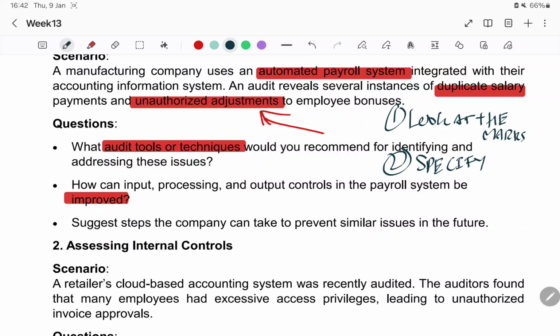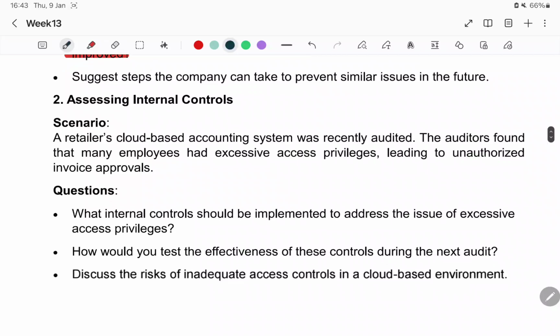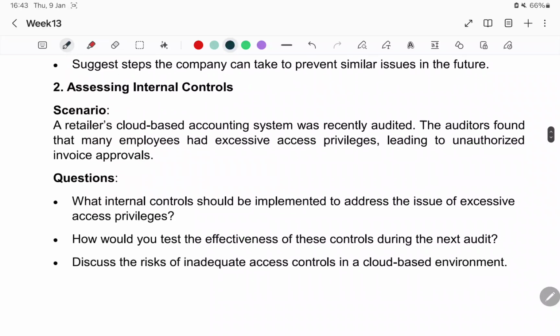Then you can say conduct periodic audit on the payroll. So instead of waiting until you find out the problem, you do it periodically, which means from time to time, you go and check whether there are any issues with the system. Okay, let's go to the next one.